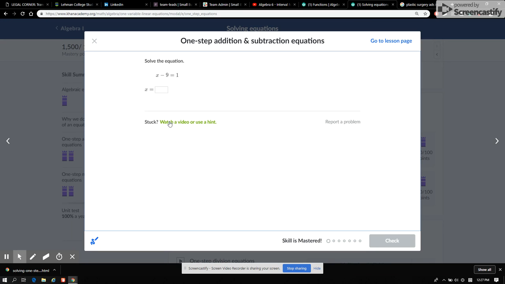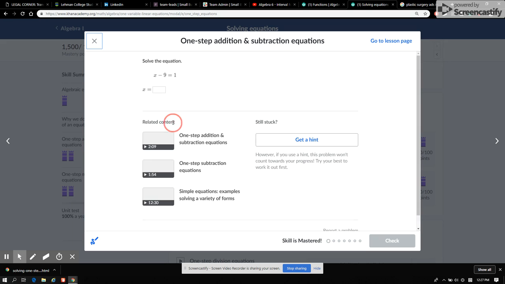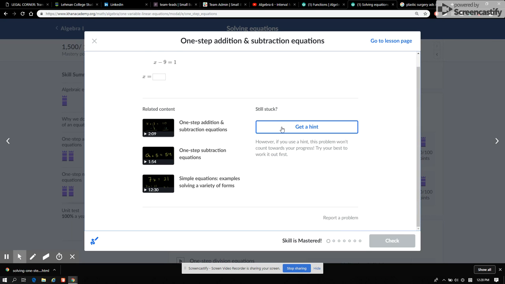Now, if you're stuck, they give you the option of watching the video or using a hint. So here are the videos that you could rewatch to help you understand it. Obviously, we would be doing something different. Maybe we could have them go back into VR and review what that is. But that's something that we could figure out. And if that didn't work, we could get a hint, right?